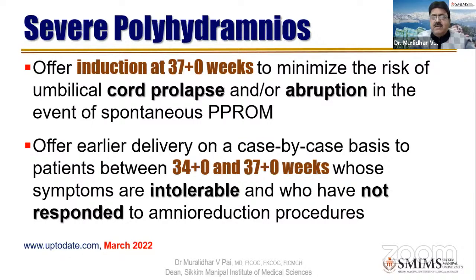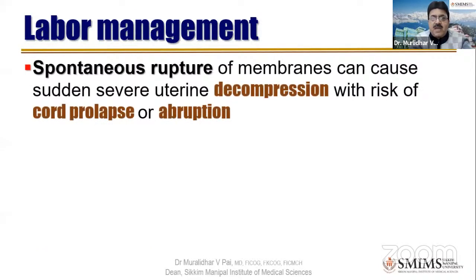So it's very clear. In mild cases, you can go up to 39 weeks. Other cases, moderate cases, you can go up to 37. But severe cases, you have to deliver once the lung maturity is assured after 34 weeks in the interest of the mother as well as the baby. Labor management: spontaneous rupture of membranes can cause sudden severe uterine decompression with risk of cord prolapse and abruption. That has to be kept in mind.